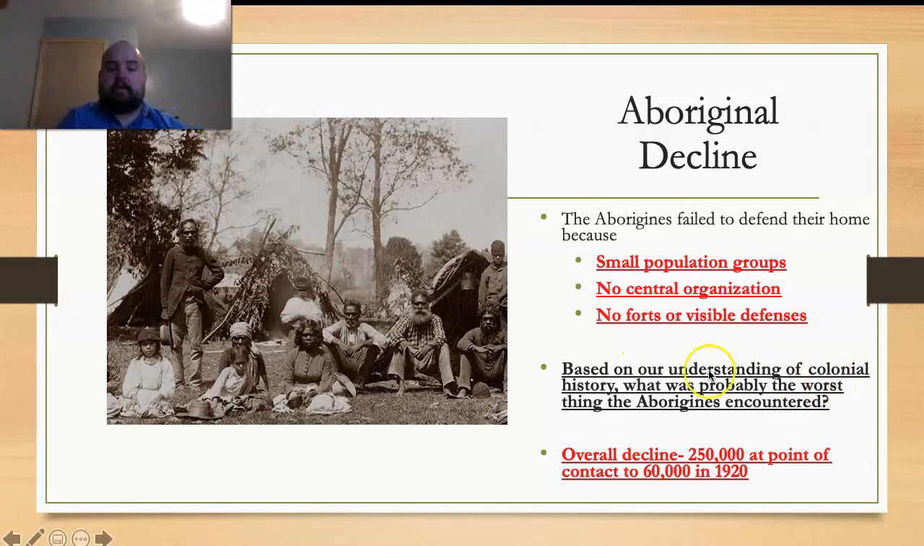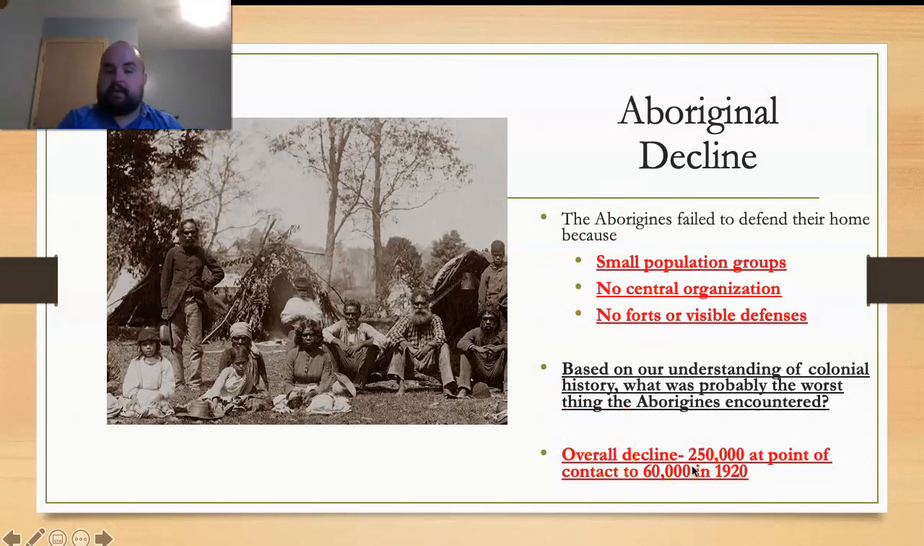Now, looking at this again and comparing it to other colonizations we've discussed, what do you think was probably the worst thing the Aborigines actually encountered? Was it British weapons? No, absolutely not. Very, very similar to what happened in the Americas and in Africa, the smallpox and malaria and diseases like that had the worst impact on Aborigines because, even more so than Native Americans, they had been very isolated from other world diseases, so they had no immunity. Because of this, there was a huge decline in the Aboriginal population.